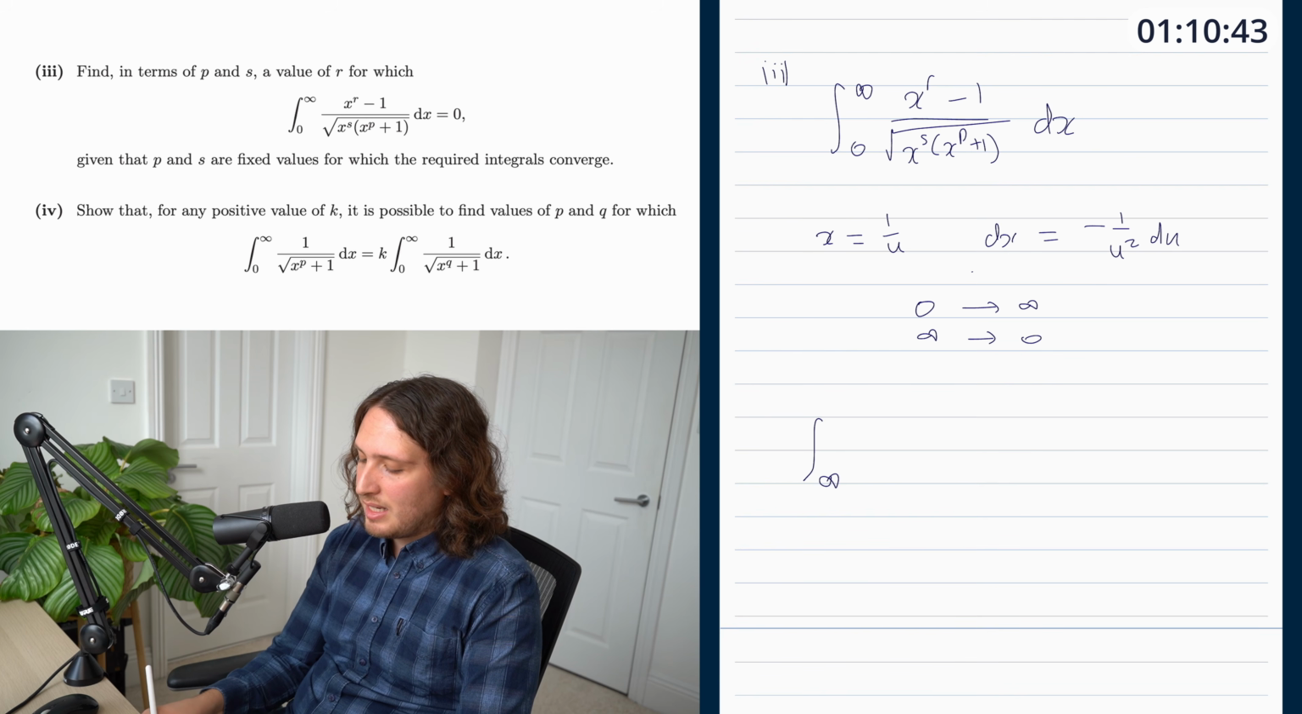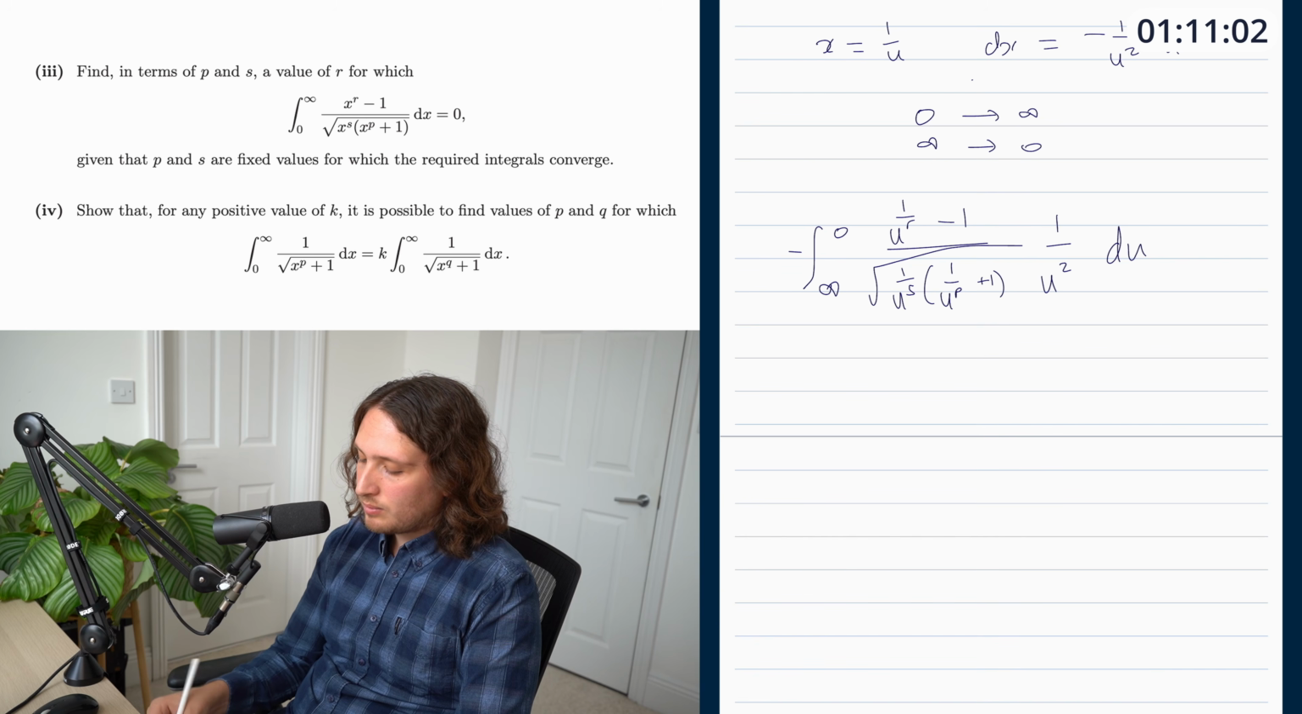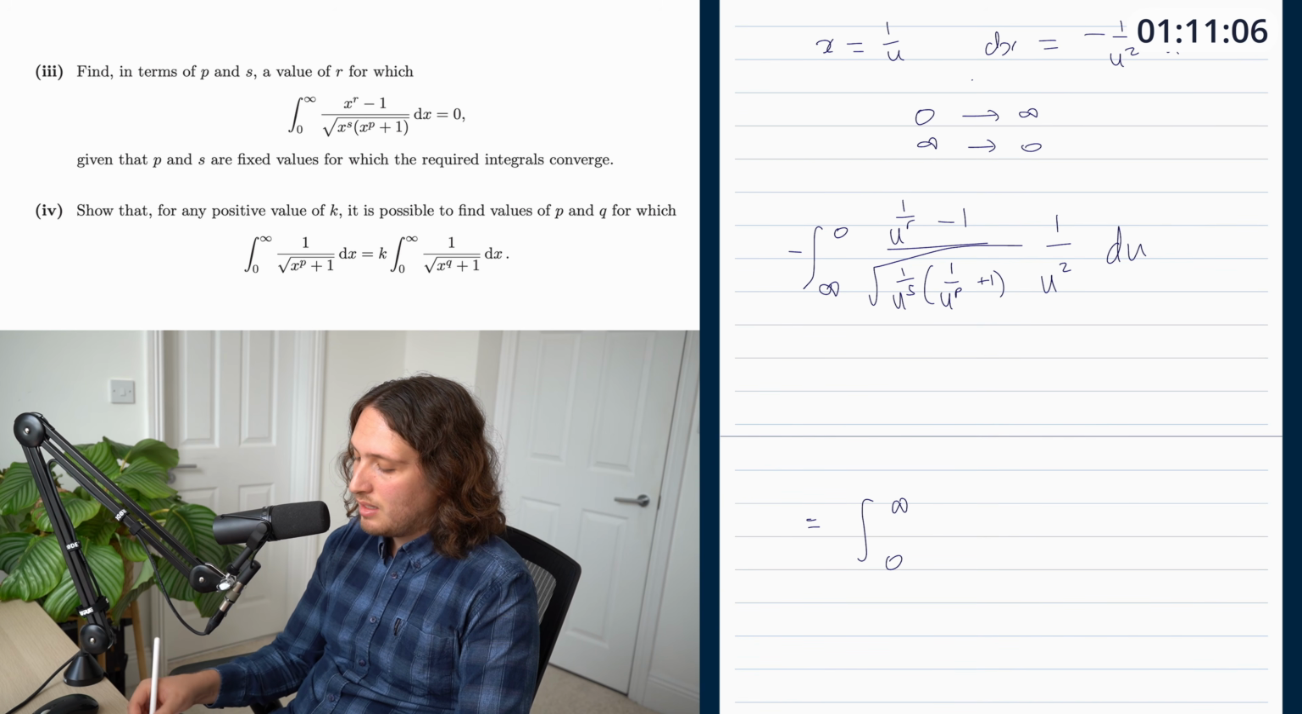So what do I get? Okay, well, I get infinity to 0. I get my minus. I get 1 over u to the r minus 1 over square root of 1 over u to the s, 1 over u to the p plus 1, all over u squared, du. So I'll swap the limits around at the expense of the minus.